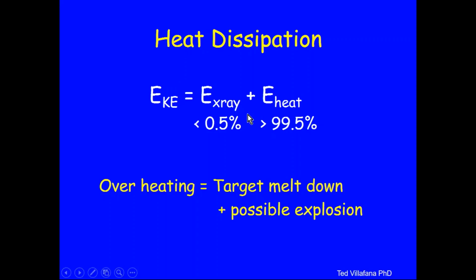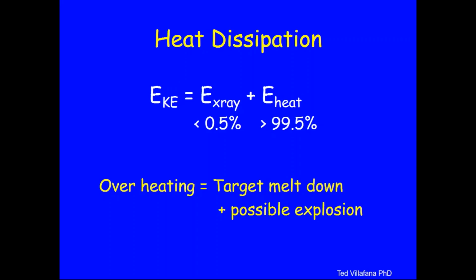Look at the difference in fractions here. 99.5% of all the energy, greater than that in many cases, goes into heat. If you don't control that heat, you're going to blow up the tube. You're going to damage that tube. X-ray tubes are very, very expensive. You don't want to blow up your tubes.